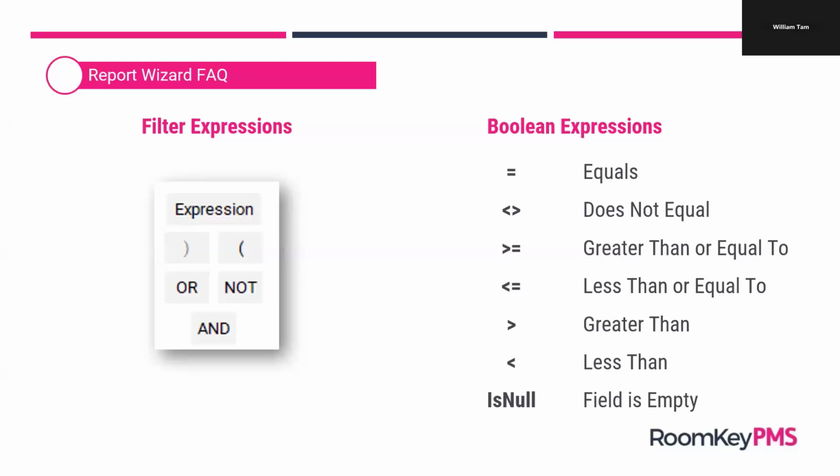Yeah. We do have lots of examples. We have about 7 different examples so far of some custom reports available from our support website that use different variations of these filter expressions and Boolean expressions. Again, the possibilities are vast for the different combinations of these expressions that you can use to create your custom reports in the report wizard.